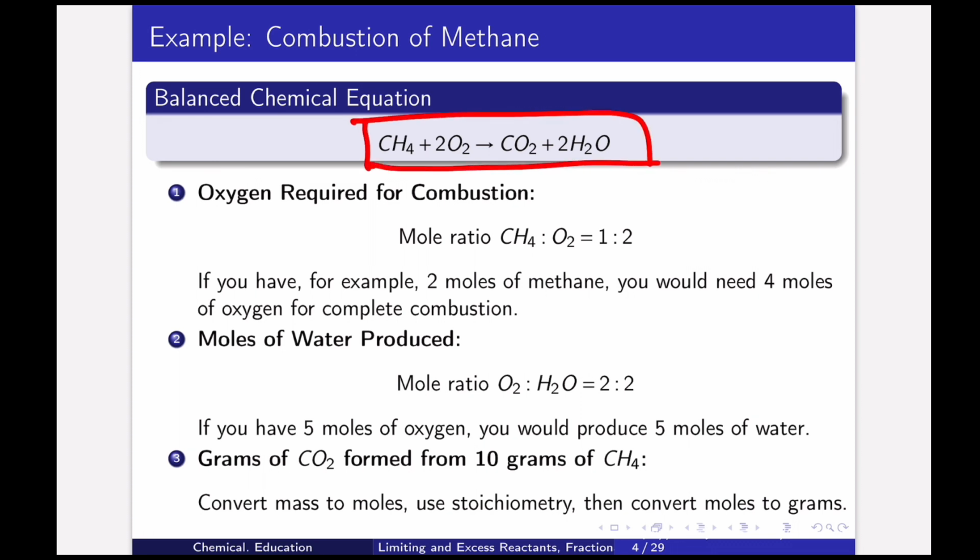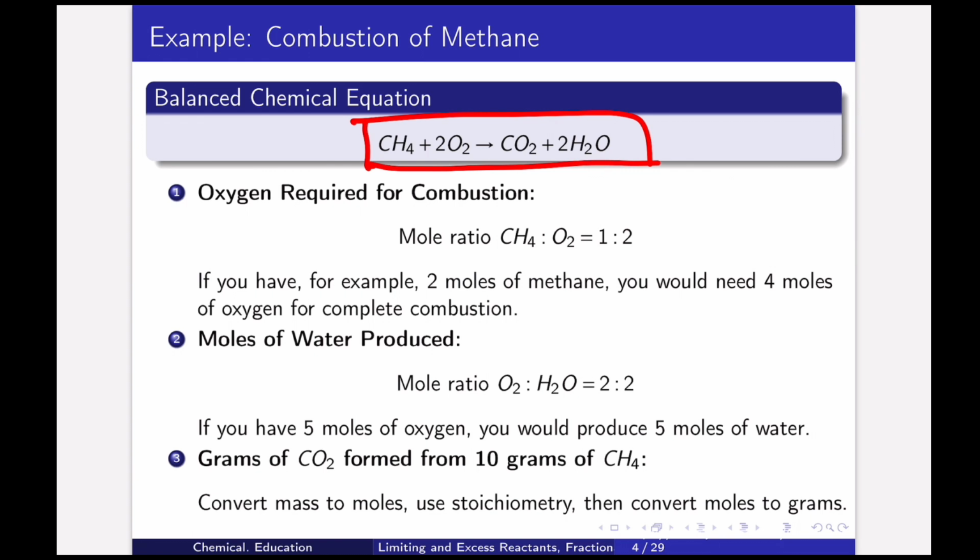How much oxygen is required for the combustion? Here the mole ratio of methane to oxygen is 1:2. So if you have, for example, 2 moles of methane, you need 4 moles of oxygen for the complete combustion. We can get this from the chemical stoichiometric equation.